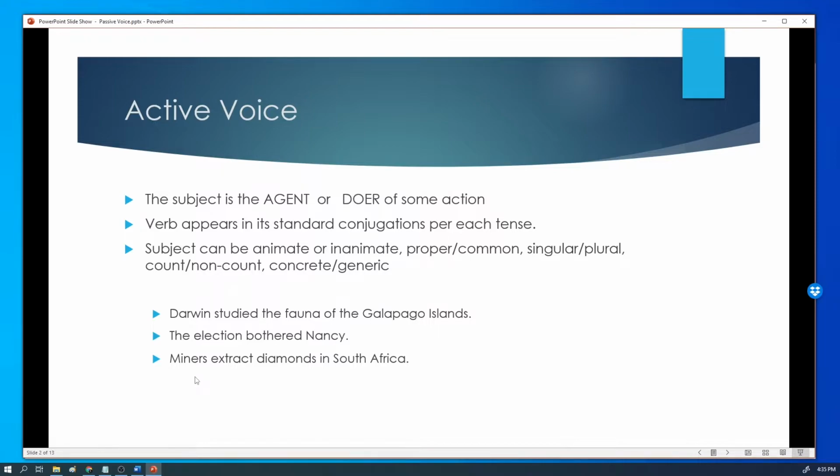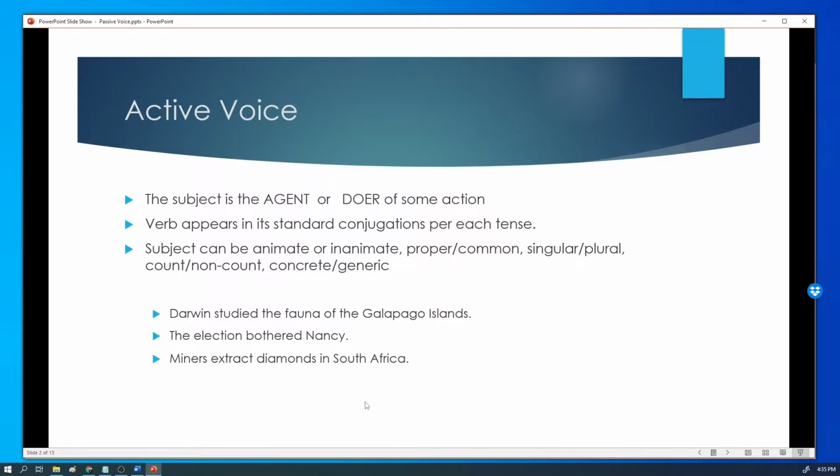The third example, miners extract diamonds in South Africa. So miners is the group of people who are doing the job. Their job is to extract. So they are doing the activity of extracting the diamonds in South Africa.